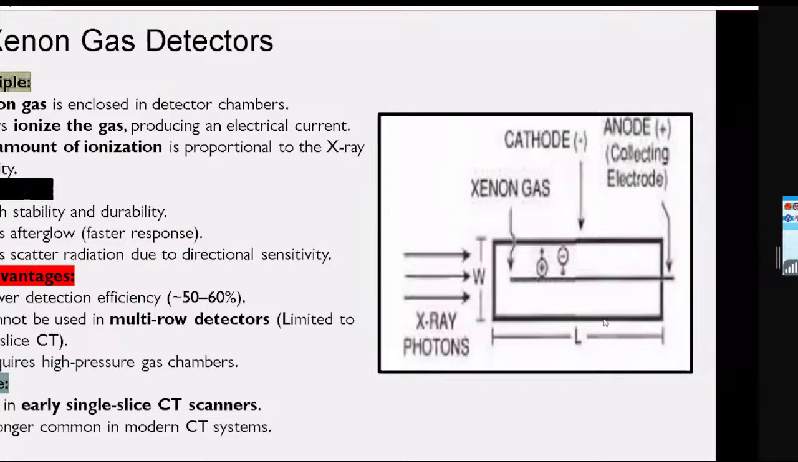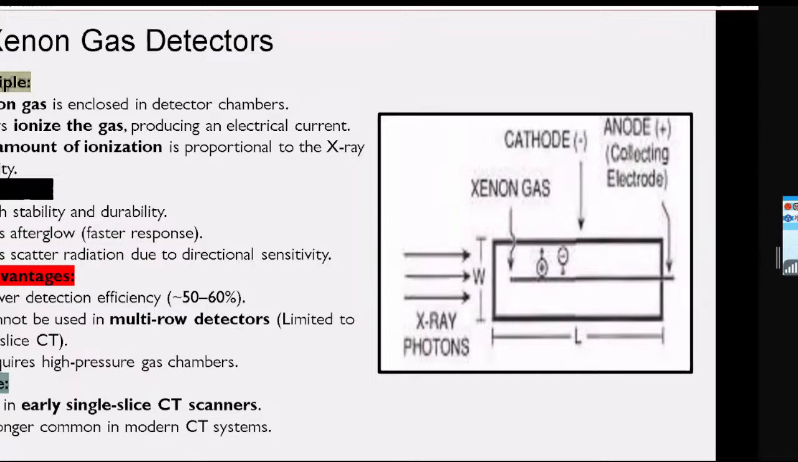This image shows the X-ray photon entering the detector, and inside the detector is xenon gas. When X-rays hit the gas, they ionize it and kick the electrons out, and then the electrons move toward the anode, and the positive ions move toward the cathode. This movement creates an electrical signal which tells the system how much X-ray hit the detector. The advantages of this type of detector are high stability and durability, less afterglow, faster response, and less scatter radiation due to directional sensitivity.